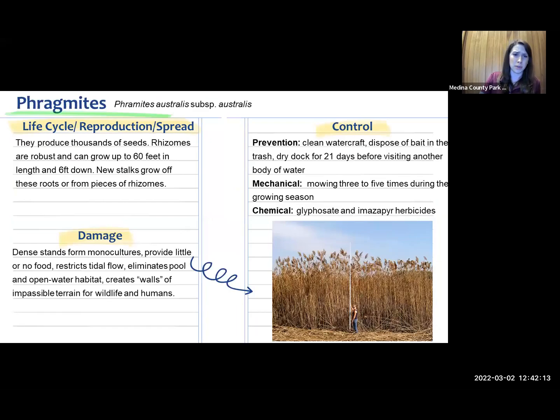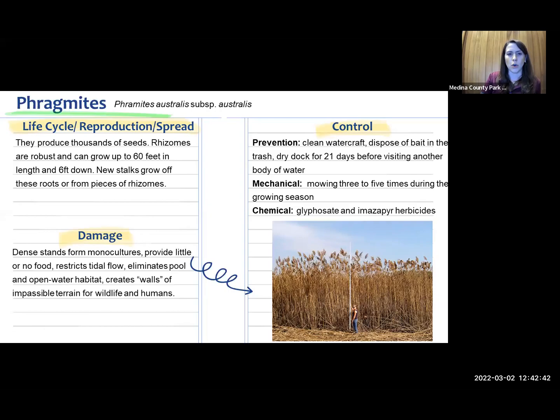So these are huge plants, right? I've seen them so enormously huge. Like, there's a nice picture here of this lady's head, you know, 15 feet tall. And they create walls of impassable terrain, both for wildlife and for humans. They just grow very, very dense monocultures. So a monoculture would be all one plant in one area, too much of one thing, right?